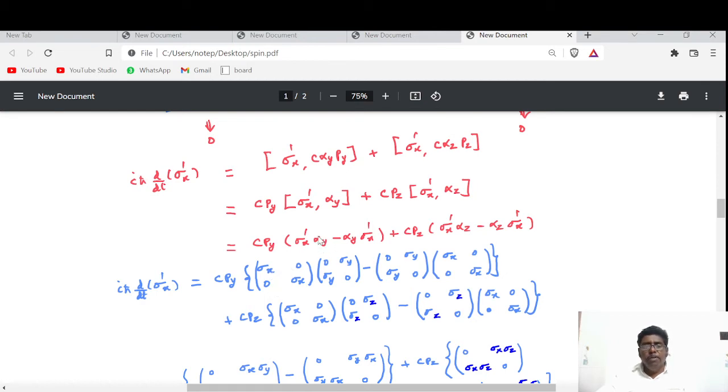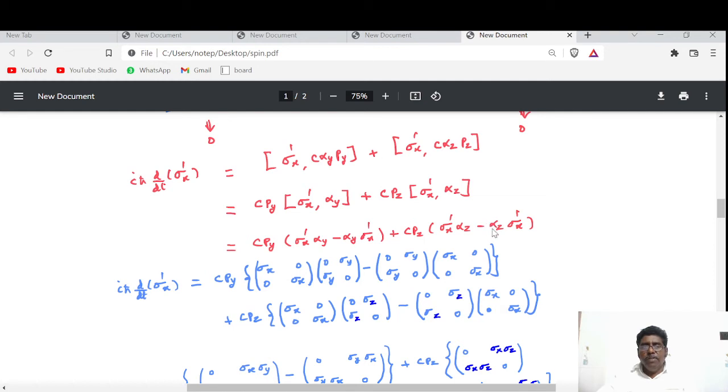Then alpha y, Pauli spin matrix, Dirac matrix, alpha y equal to [0 sigma y; sigma y 0]. This is the value of alpha y. Then once again, alpha y equal to [0 sigma y; sigma y 0], sigma x dash equal to [sigma x 0; 0 sigma x]. Plus Cpz into sigma x dash, [sigma x 0; 0 sigma x]. Alpha z value is [0 sigma z; sigma z 0]. This is also called Dirac matrix. Alpha z is Dirac matrix. We have expressed Dirac matrix alpha z in terms of Pauli spin matrix sigma z.